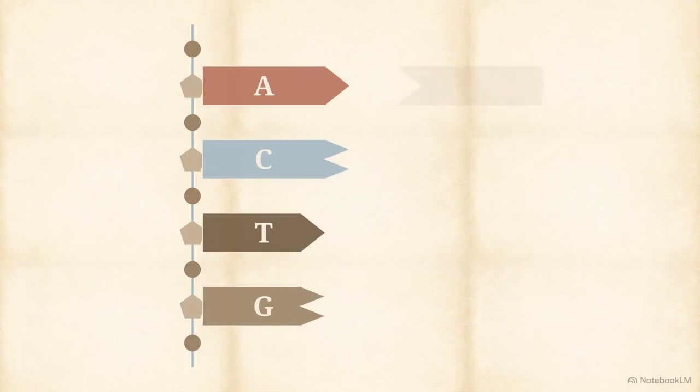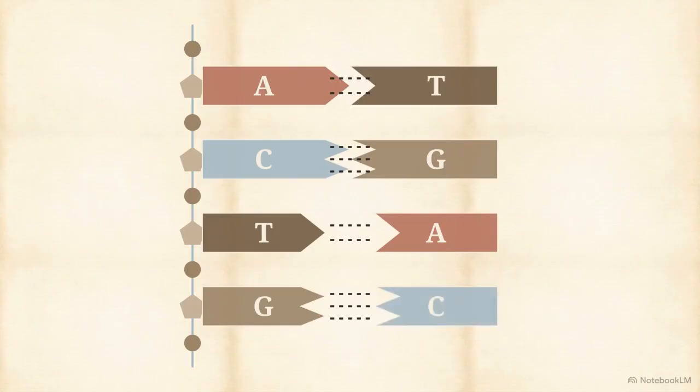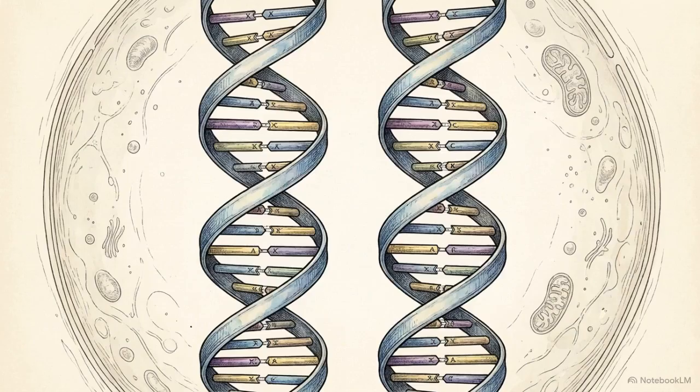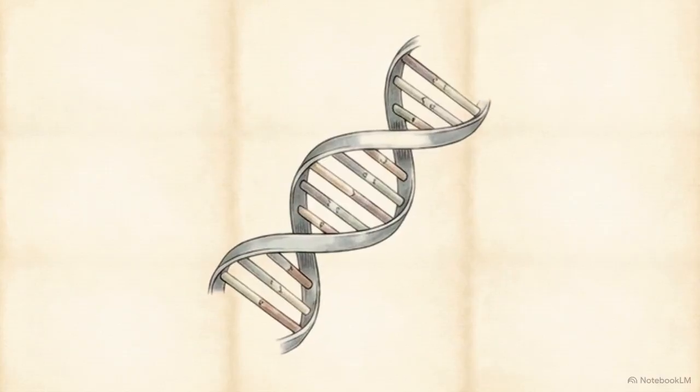A pairs with T using 2 bonds. C pairs with G using 3. T pairs back with A using 2. And G pairs with C using 3. This mathematical predictability ensures that when a cell divides, it can copy its entire DNA library without scrambling the genetic code. Now look at what happens when we compare this to RNA.